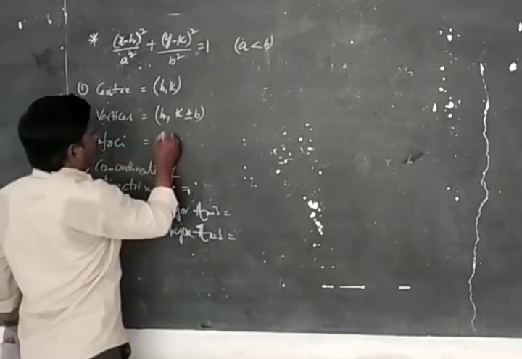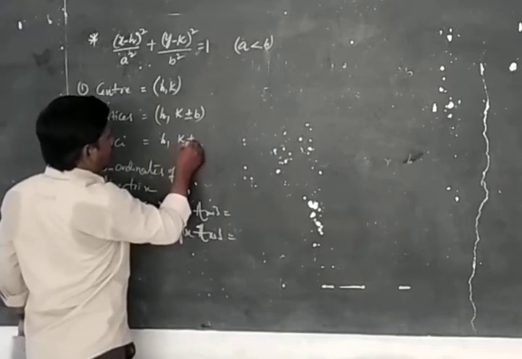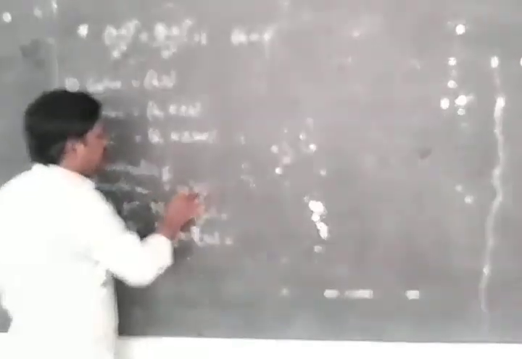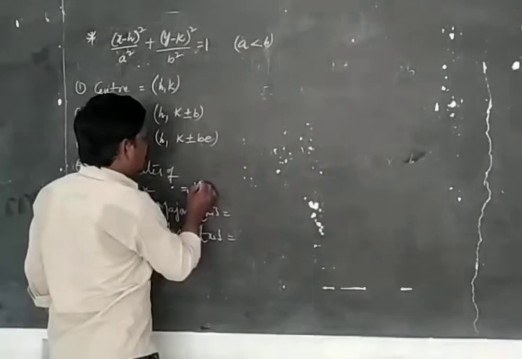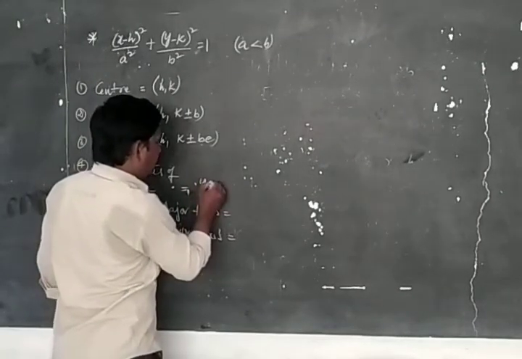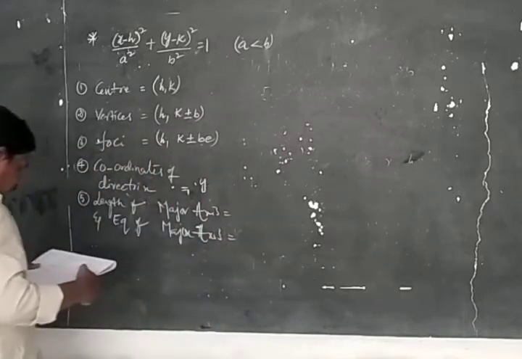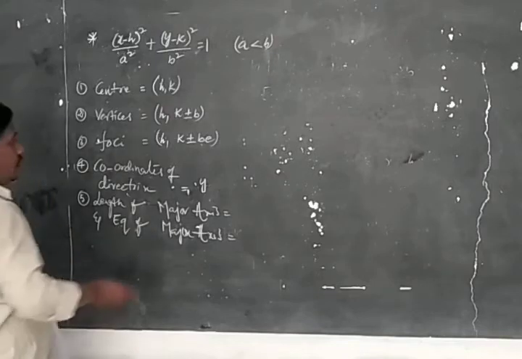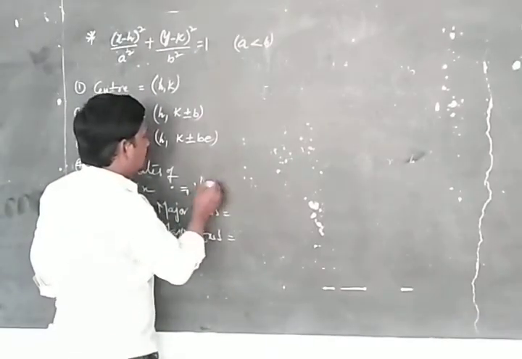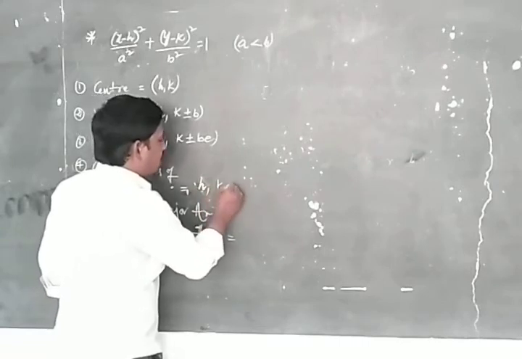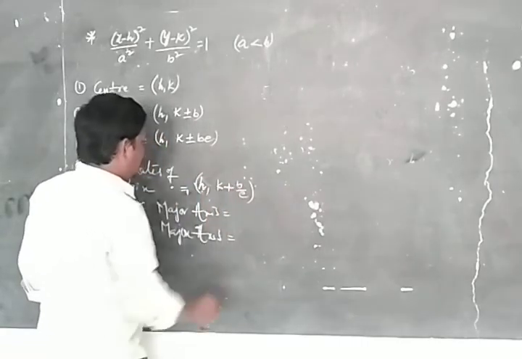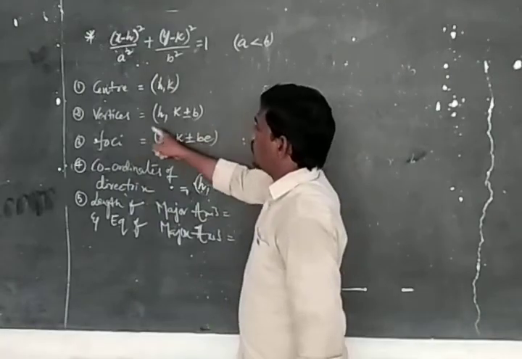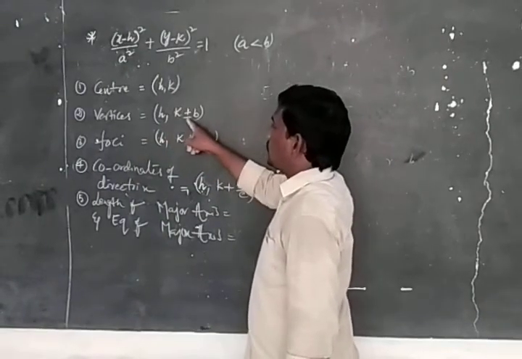Okay, foci h comma k plus or minus b, and coordinates of the directrix y equal to h comma k plus or minus b by e. Okay, center h comma k, vertices h comma k plus or minus b.